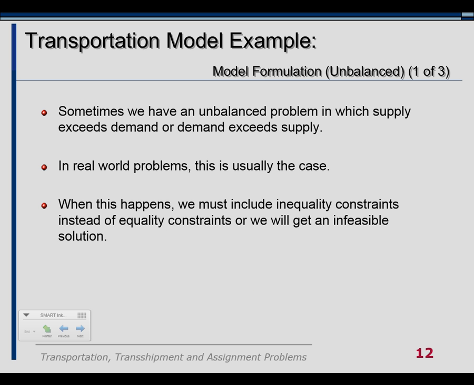I'll just show you how to set it up. Okay, so sometimes we have an unbalanced problem in which supply exceeds demand or demand exceeds supply. So in real world problems, this is usually the case. The 2 aren't usually perfectly balanced, okay? Now models can become much more complicated when you start looking at the economics of having an unbalanced supply and demand. Because what happens is, in reality, the cost structure is dynamic in the real world, okay?